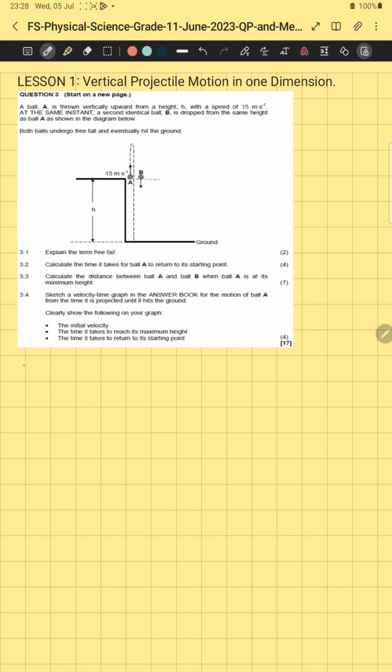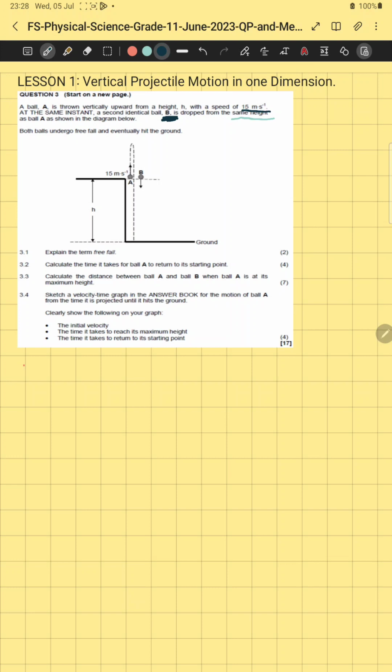Now let's start here. Let's read the statement together. A ball A is thrown vertically upward from a height h with a speed of 15 meters per second. At the same instant, a second identical ball B is dropped from the same height. Please note that the two balls are coming from the same height, as shown in the diagram below.